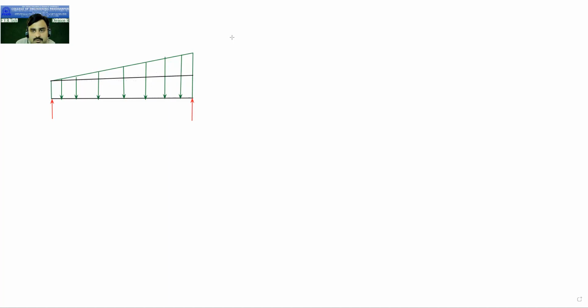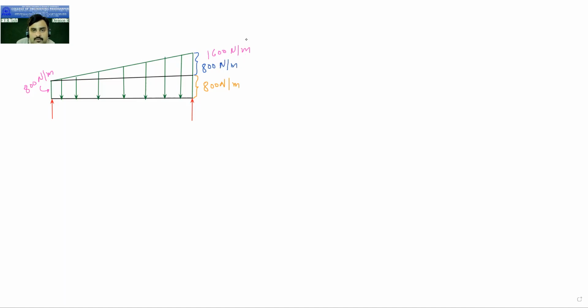So if I write here the intensity, it is 800 Newton per meter at this point, and this total intensity is 1600 Newton per meter. If this is 800, then we have calculated this remaining is also 800 Newton per meter as it is a rectangle, and this intensity, this much is also 800 Newton per meter.